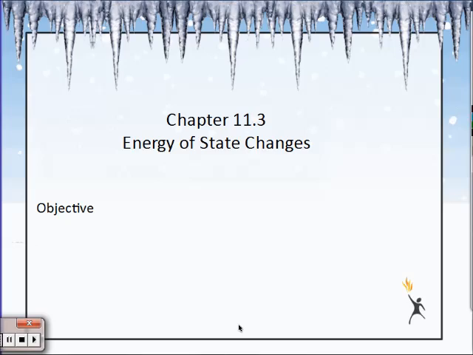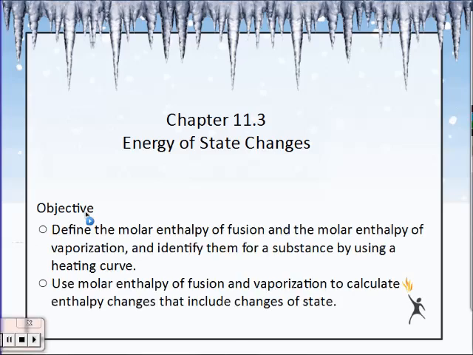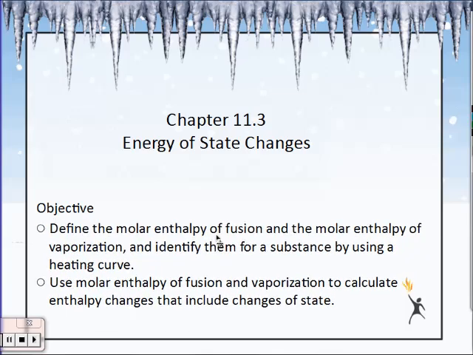This is Mrs. Schroeder. We're back to talk about Chapter 11 in our Honors Chemistry class. Our objectives today are to talk about molar enthalpy of fusion and molar enthalpy of vaporization. We're also going to learn how to use these to do some calculations that apply to changes of state. When we're melting something or boiling something, vaporizing something, we have this energy change associated with it. We're going to learn today how to do those calculations.